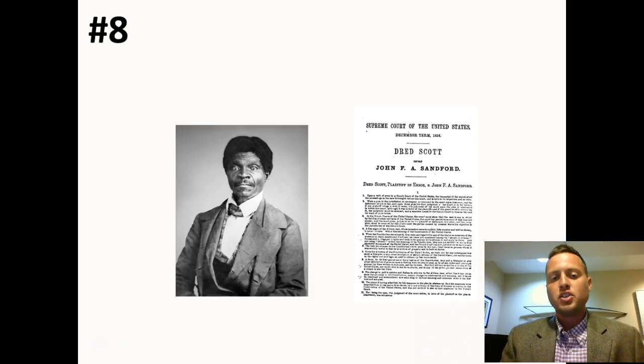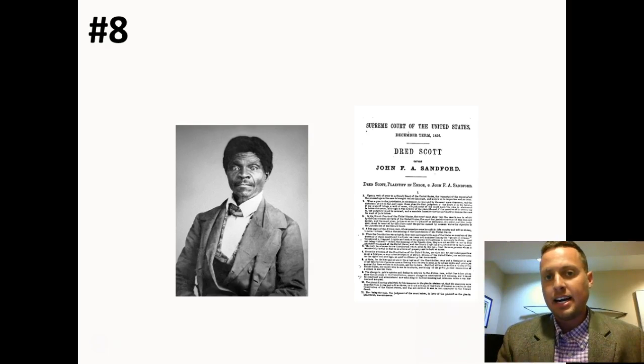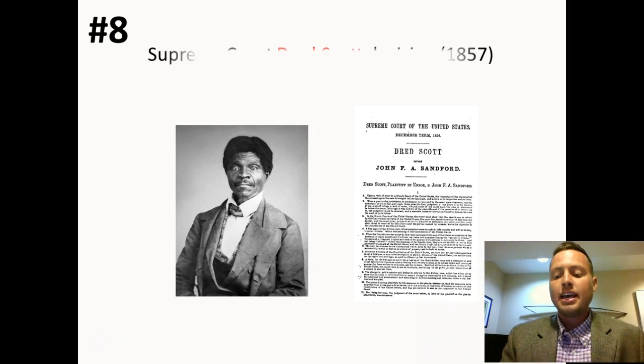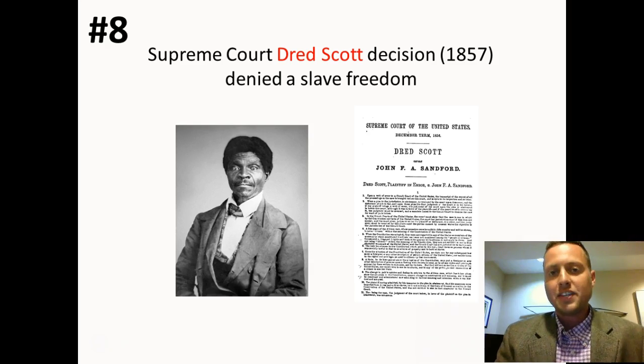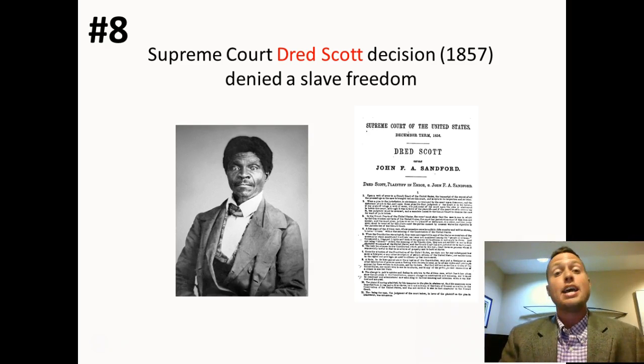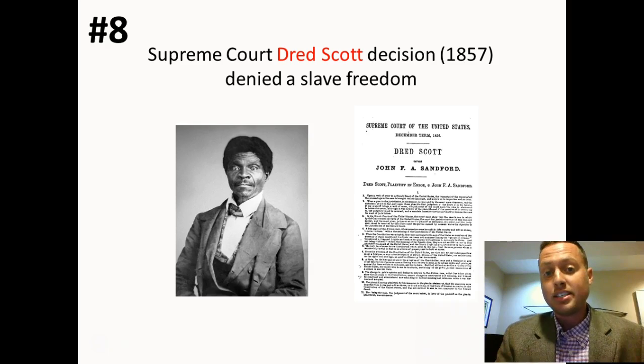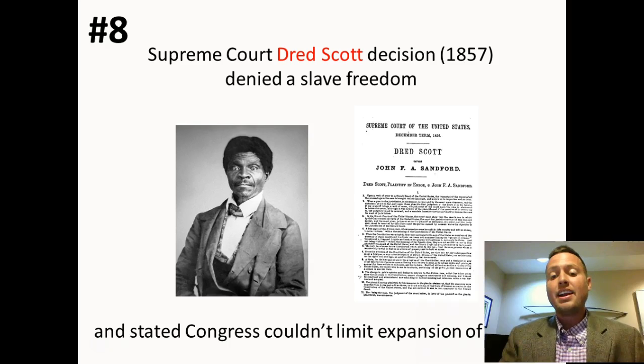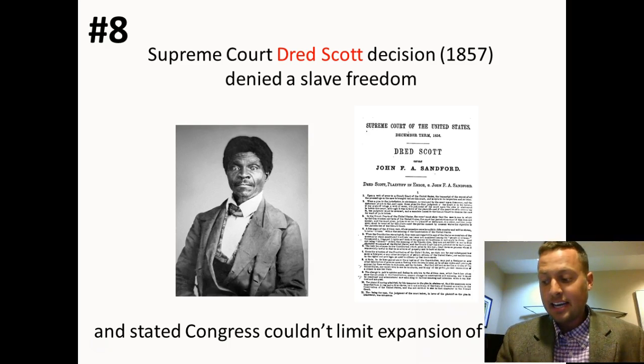Here's another one. See this gentleman pictured right here? That's Dred Scott. Dred Scott was a slave who was brought to free territory. He sued for his freedom. He said, I should not be a slave if I'm in free territory. The case goes all the way to the Supreme Court. The Supreme Court made a terrible, one might say dreadful, decision: it denied Dred Scott his freedom, and stated that Congress could not limit the expansion of slavery, that slavery was free to expand all the way to the Pacific Ocean, that all of these compromises didn't mean anything.